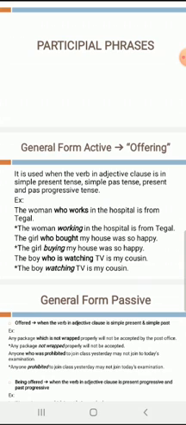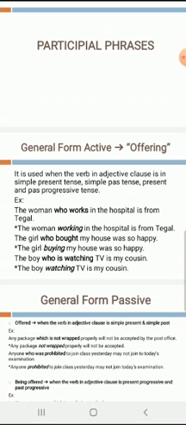You use the general form if the verb in the adjective clause is in simple present tense, simple past tense, or present or past progressive tense. For example: the woman who works in the hospital is from Tegal. The adjective clause is "who works". So this one is the simple present sentence.